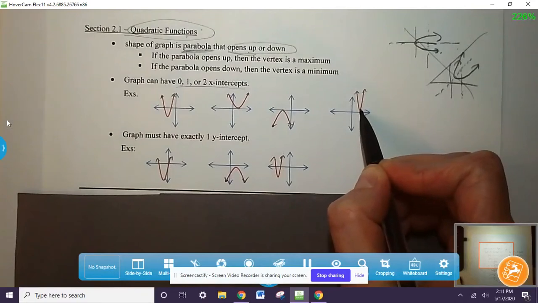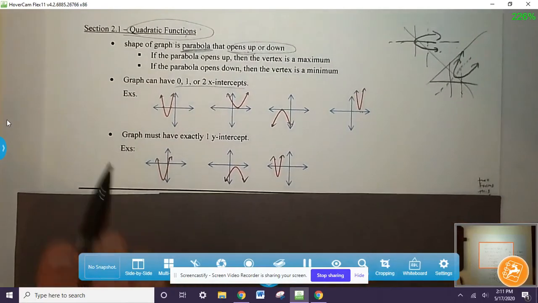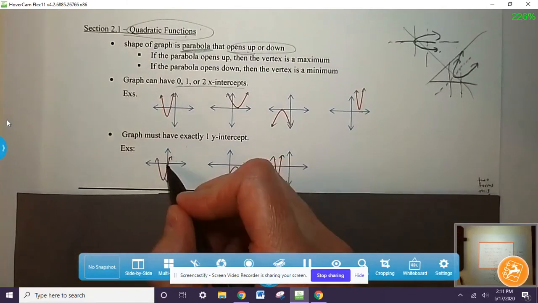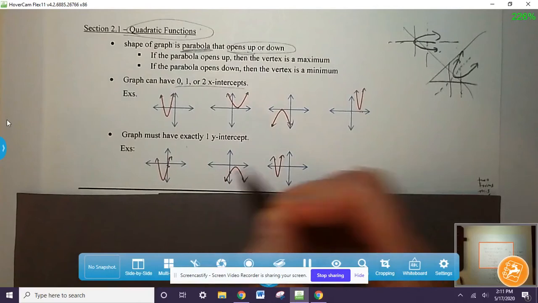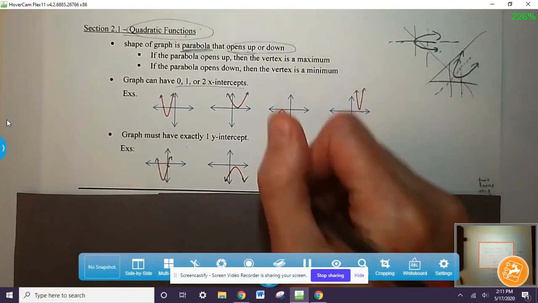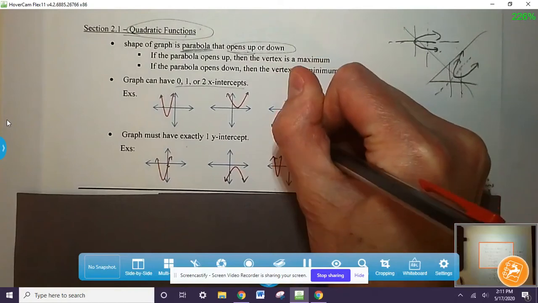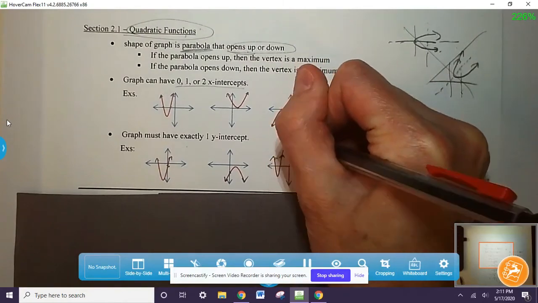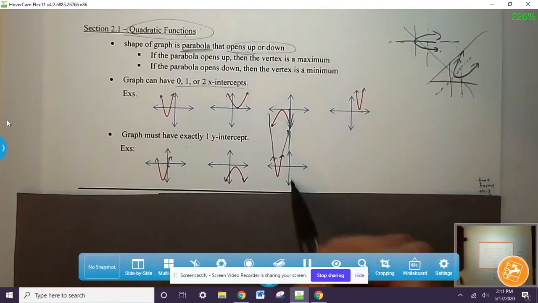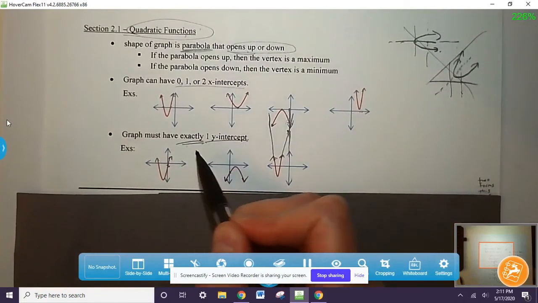So this one, it opens up and it's above the x-axis, so it never touches the x-axis, and it has no x-intercepts. All of these graphs of quadratic functions, however, must have exactly 1 y-intercept. So here's the y-intercept, here's the y-intercept, and this one looks like it doesn't have a y-intercept, but it does, just not in this viewing window. If we extend the y-axis and we extend this graph, eventually we're going to cross the y-axis. So you're always going to have exactly 1 y-intercept.